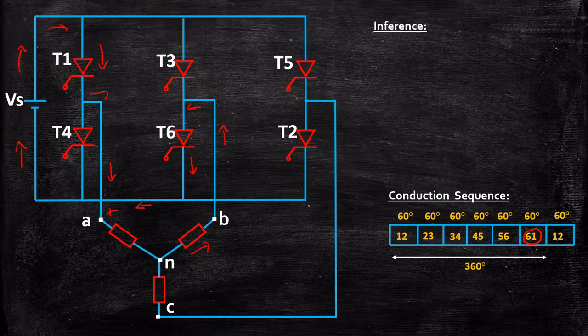So what is the observation here? A is connected to the positive terminal through T1 and B is connected to the negative terminal, isn't it? So the inference is that A is connected to the positive plate and B is connected to the negative plate. A very, very important observation. I'll tell you why this is important. We will continue this observation.